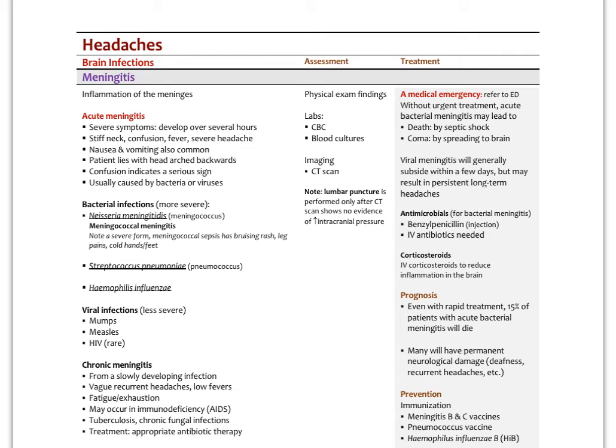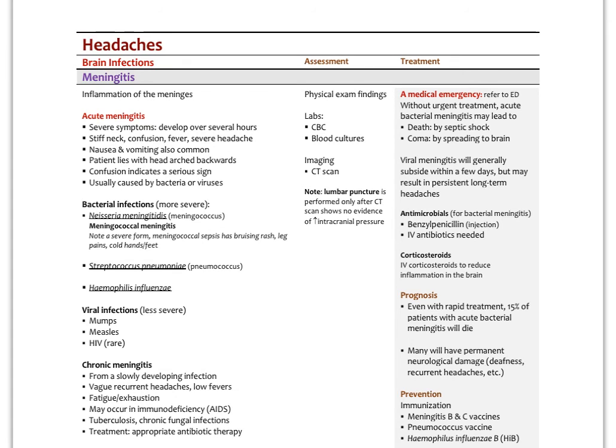Let me say just a few words about the two most common brain infections, and that would be meningitis and encephalitis. So meningitis is inflammation of the meninges, and the classic symptoms of acute meningitis would be severe headache and stiff neck. They usually develop over several hours. Confusion, fever, nausea, vomiting are pretty common as well. The patient lies with their head arched backwards, and that takes pressure off the meninges and relieves some of the pain.